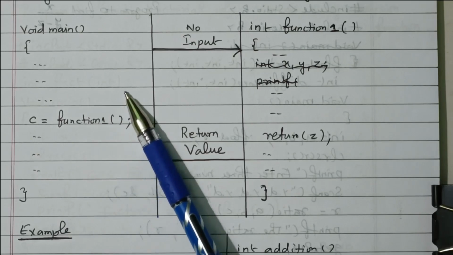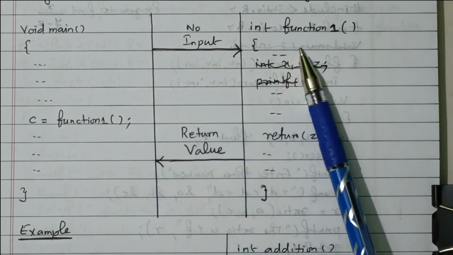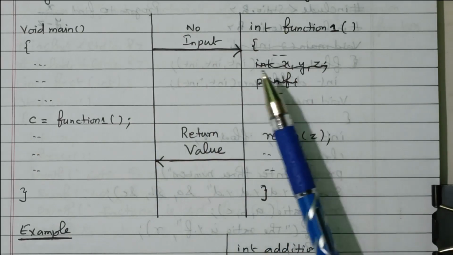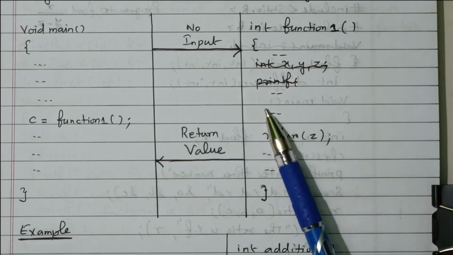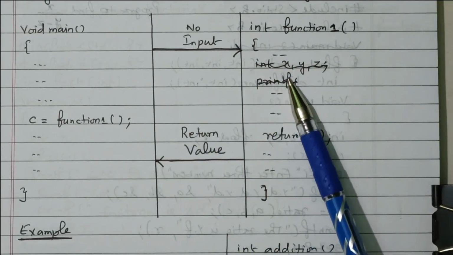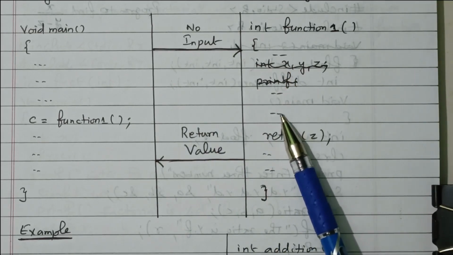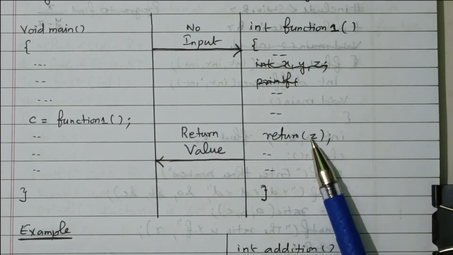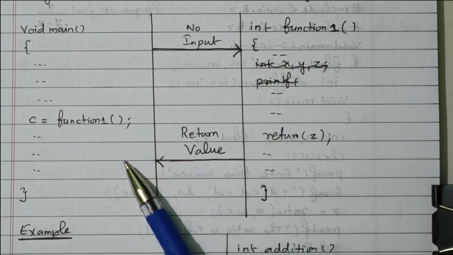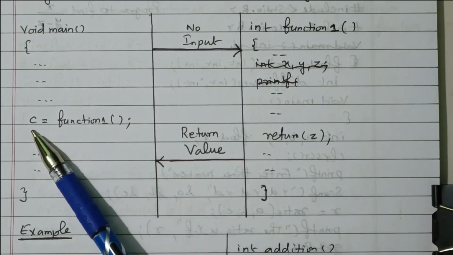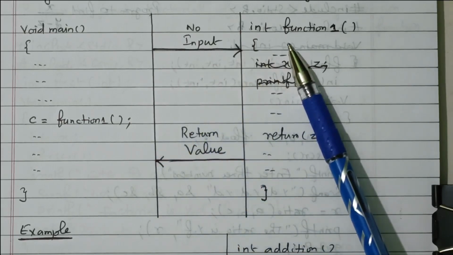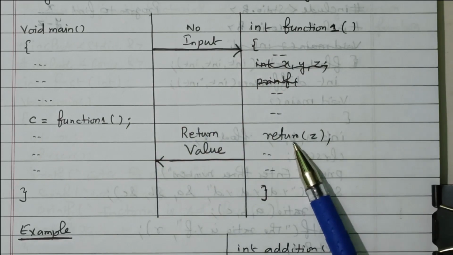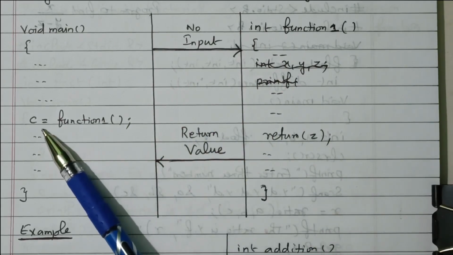So while calling this function, the control is transferred to the function definition. We are not passing any input. So what are the inputs, what are the parameters we need? We need to declare them here inside the function. That is called local variables. Then we can perform certain instructions. Then it will return the value, return z. Then the control will transfer again to the main program. The return value will be stored in the variable c. So we are calling the function without arguments, then the control transfers to the function definition, performs a particular task and returns one value. That value will be stored in the variable c.